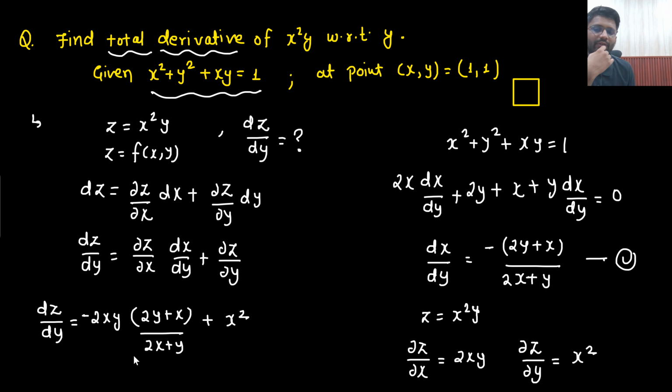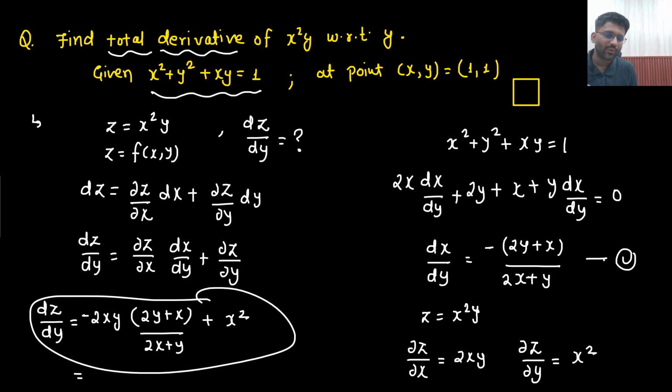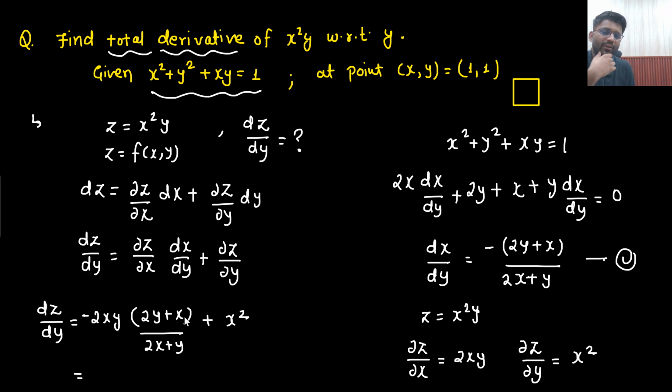Now you need to put the point 1 comma 1. So if you put 1 comma 1, this could be there in the options. Now if you put 1 comma 1 here, this will become 3, this will be gone, minus 2 plus 1 you will put here. So the answer will come out to be minus 1. Just put the point, you will see. Okay, the answer is coming out to be minus 1. Yes, this is the answer.